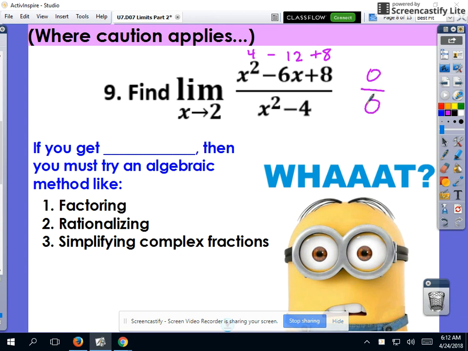Whoa, wait a minute. Mr. Fincher told me that if 0's on the top, we have 0. If 0's on the bottom, we have does not exist. But what in the world is this 0 over 0?